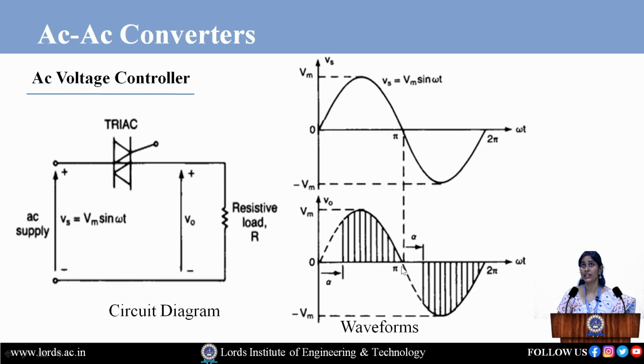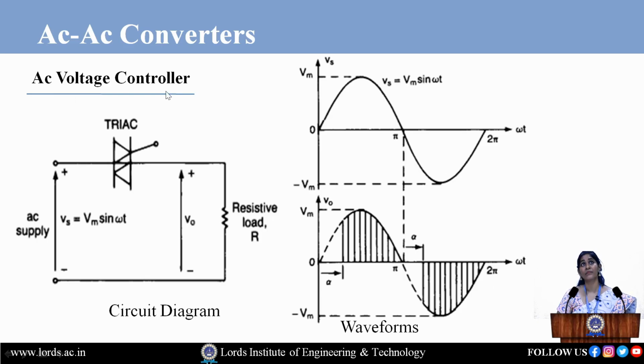During the negative half cycle, the triac will also be conducting, and the current flows in the reverse direction. That is why you are getting a reverse output voltage here. If you can see, the input is bidirectional and the output is also bidirectional in this converter. That is why we can call it an AC to AC converter.